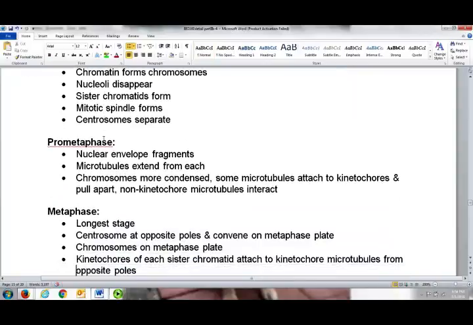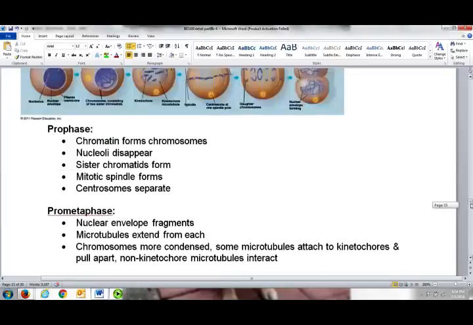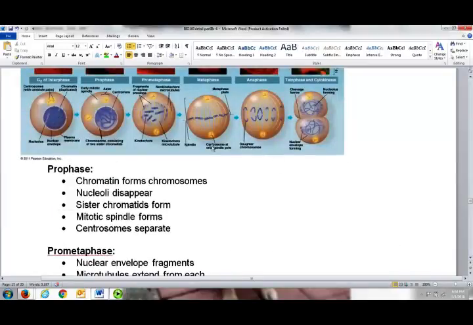So metaphase is the longest stage. The centrosomes are at the opposite poles, and the chromosomes converge on the metaphase plate. Your chromosomes will all be on the metaphase plate, and the kinetochores of each sister chromatid attach to the kinetochore microtubules from the opposite pole. In this picture here, what is really distinct is seeing all of those chromosomes aligned on the metaphase plate.